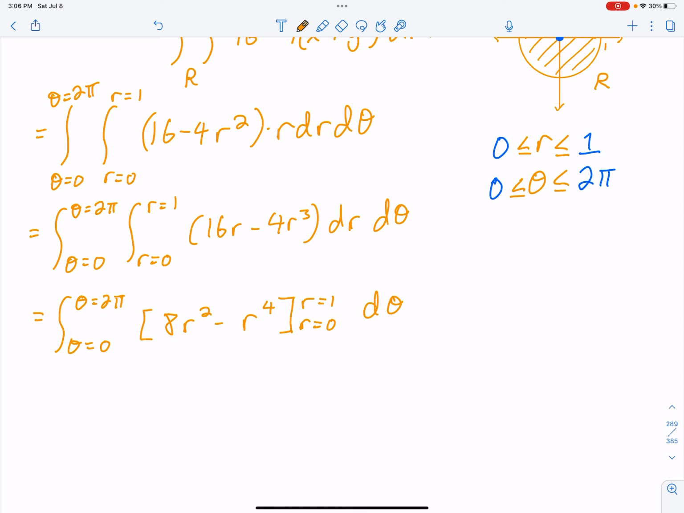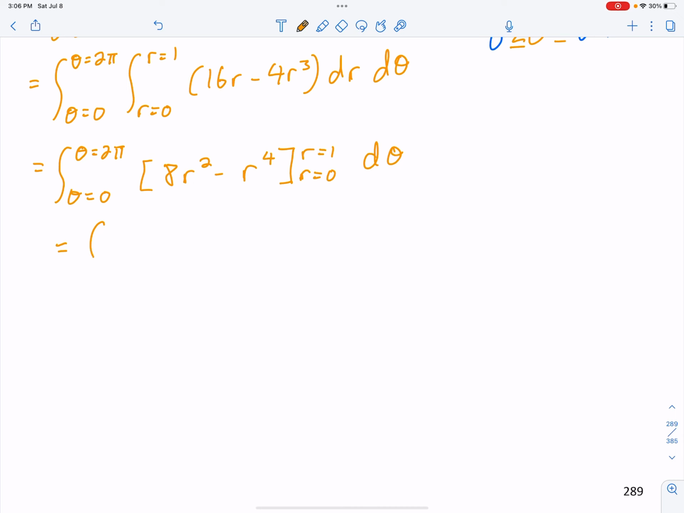I like these because, as you can tell, it's just going to be a constant. Very nifty there. All right, so 0 to 2 pi. I don't know if I've ever said nifty in my life. This is going to be plugging in r equals 1. I get 8 minus 1. Plugging in 0 is just going to give me another 0, d theta.